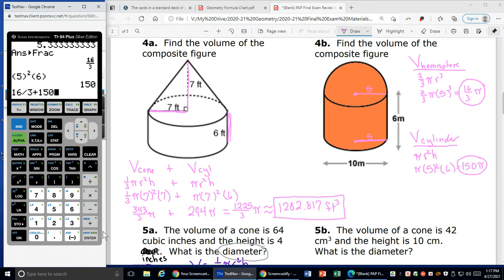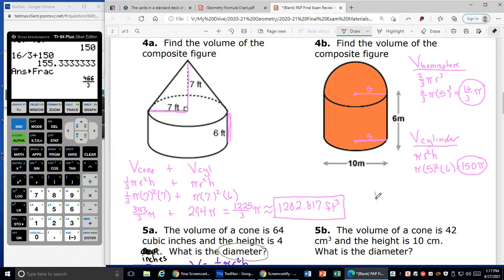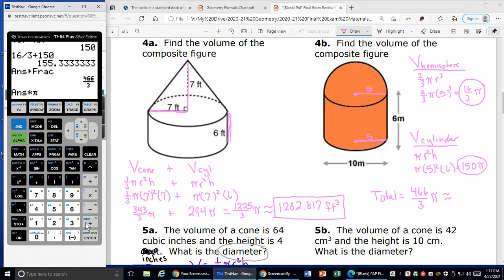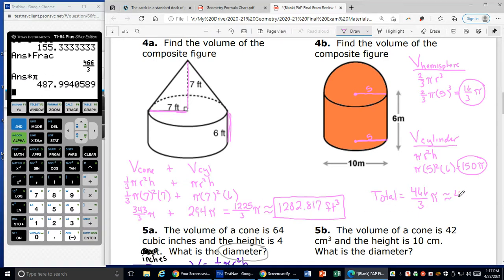Notice I didn't put my pi in the calculator. When I hit enter, I get 155.3 repeating. Let's see if I can make that into a fraction. So my total volume is 466 divided by 3 times pi, which is about 487.994 meters cubed. There is my volume of the composite figure.